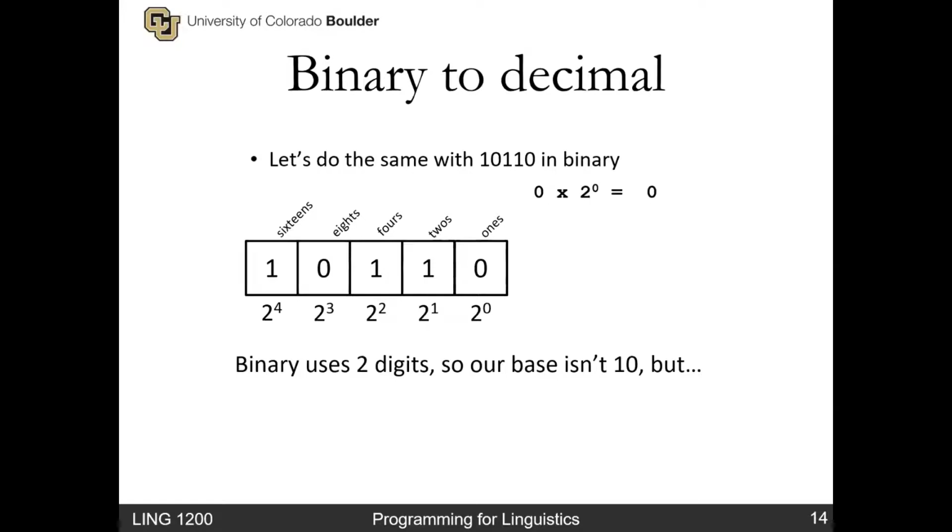So again, we can do our calculation the same way that we actually use the decimal system. 0 times 2 to the 0 is 0. 1 times 2 to the first is 2. 1 times 2 to the second is 4. 0 times 2 to the third is 0. 1 times 2 to the fourth is 16. We can add 2 plus 4 plus 16. And the decimal representation of the binary number 10110 is 22. So 10110 is the same as 22 if represented in the decimal system.